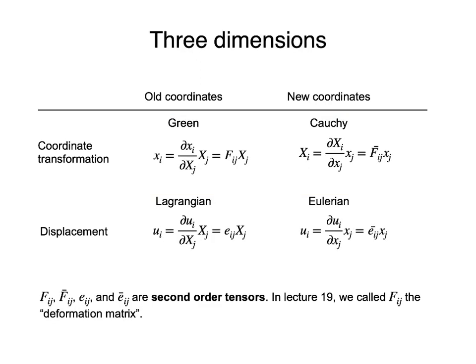We can extend these findings to three dimensions. In this case, we have three orthogonal axes, and in the equations, the indexes i and j can have values of 1, 2, or 3. In all equations, i is the fixed index, and j is the dummy index. Also, the deformation gradients are referred to as F and F bar, and the displacement gradients as E and E bar. F, F bar, E, and E bar are second-order tensors. In fact, in lecture 19, we called the tensor F the deformation matrix. We'll use this table next lecture.